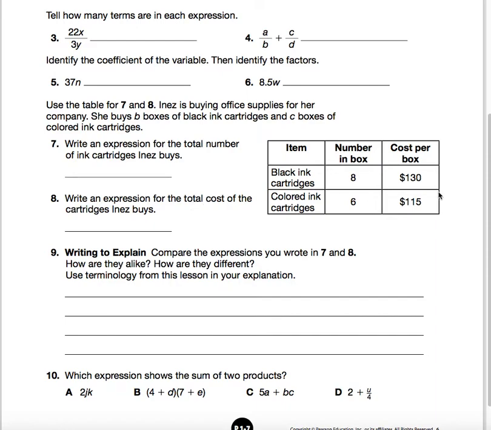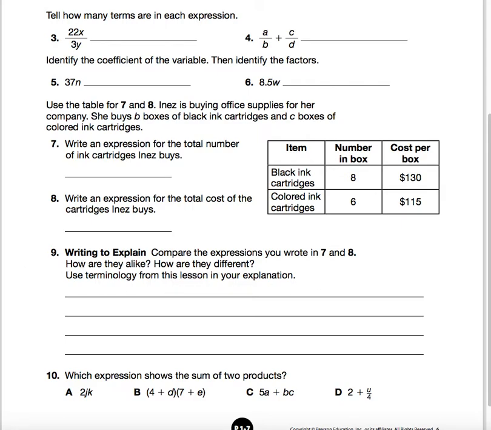Once you figure out the coefficient and the factors for this part, and the coefficient and the factors for this part, you then want to add those together. So again, this is going to be another situation where you have a dollar amount and variable plus another dollar amount and variable. And then down below, number 9, they want you to compare the expressions you wrote in 7 and 8, how they are alike, how they are different. Use terminology from this lesson in your explanation.